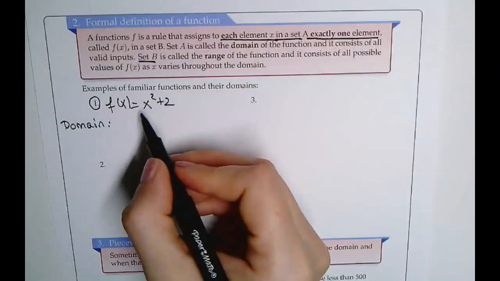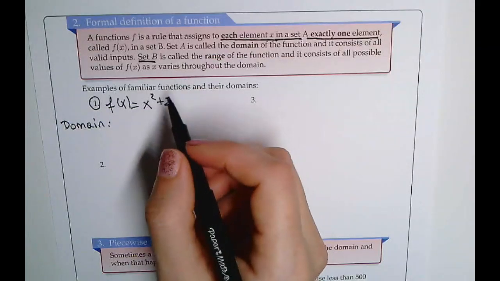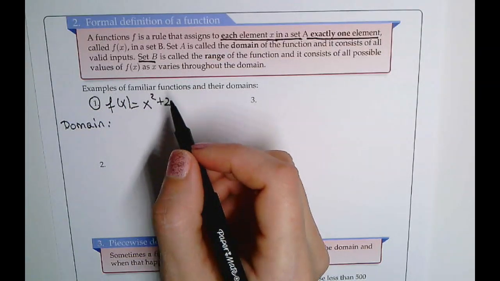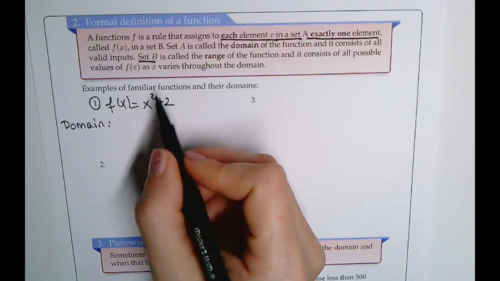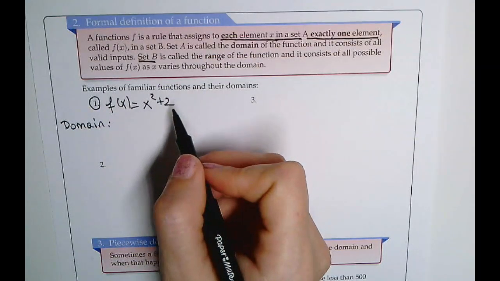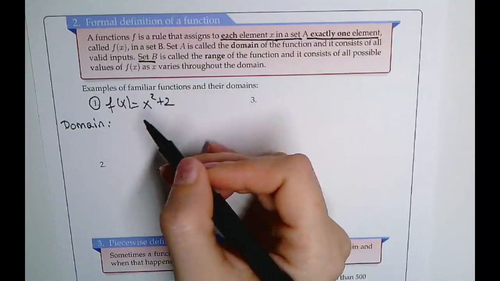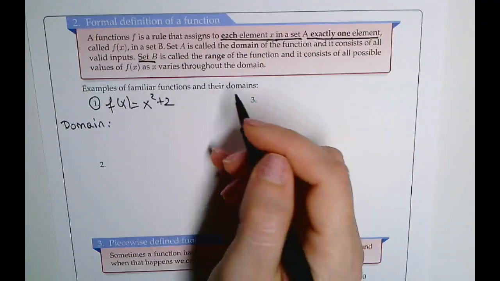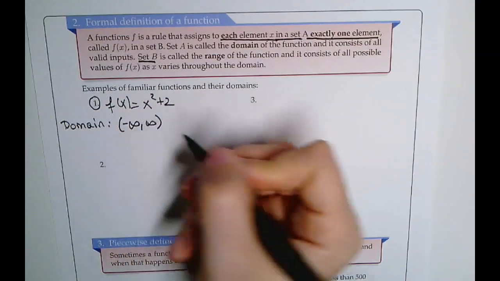And I know that this is a quadratic function, right? So it's going to be a parabola up. What do I get for the domain? Well, you look at x. Can x be anything? Can I take any number and square it and then add 2 to it? Sure. I can take 0 and square it and add 2 to it. I can take -1,000,000 and square it and add 2 to it. So for this quadratic function, the domain is all real numbers.